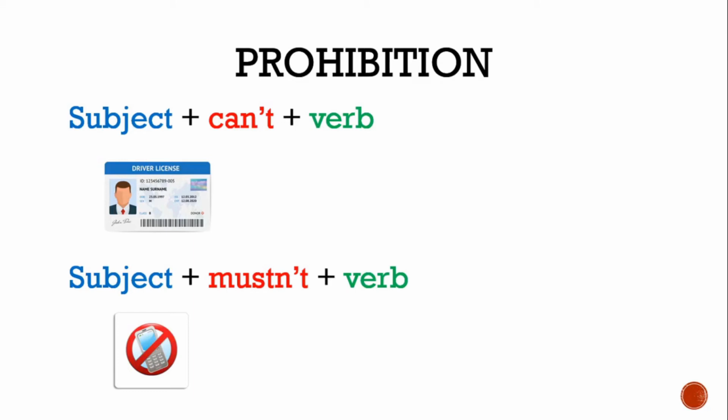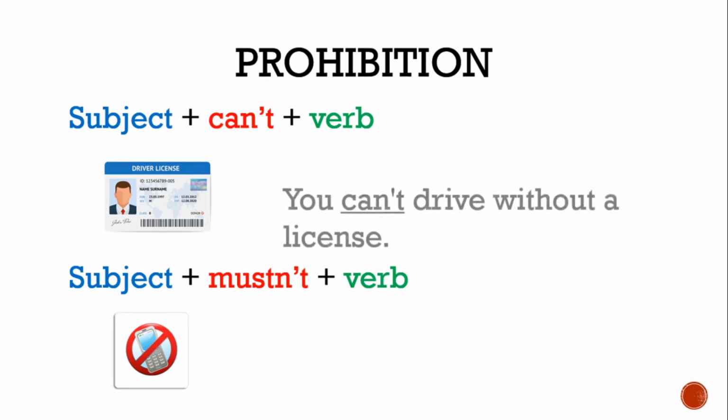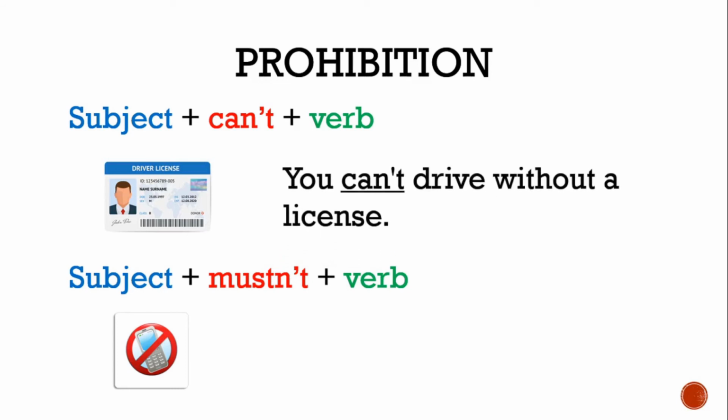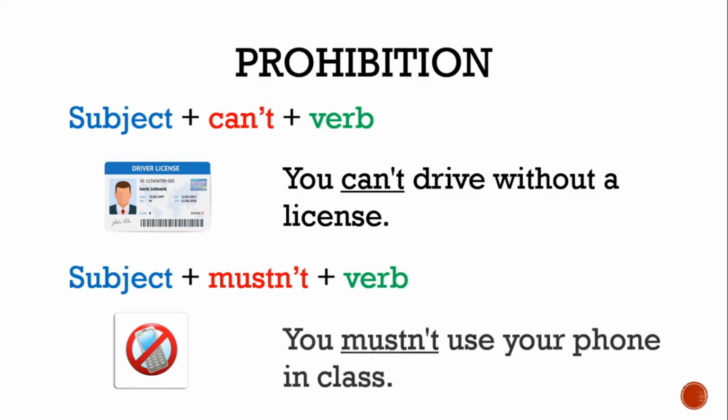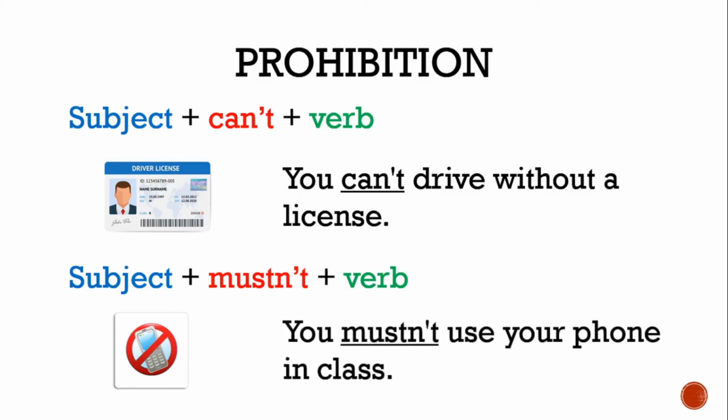Let's create sentences expressing prohibition. You start with subject plus can't plus verb. Example: you can't drive without a license. Another, subject plus mustn't plus verb. Example: you mustn't use your phone in class.